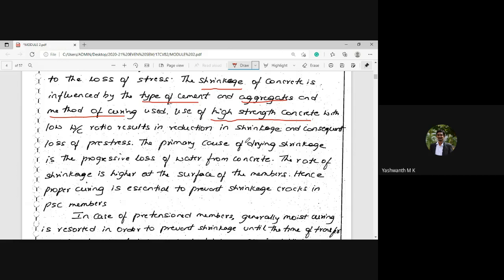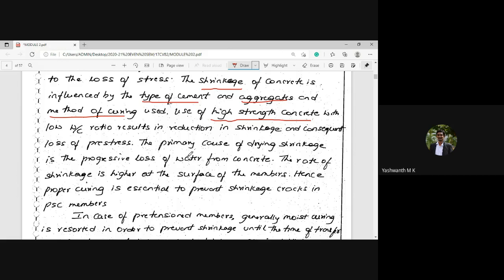Next, the primary cause of drying shrinkage is the progressive loss of water from the concrete. If more water is present inside the concrete, there will be enormous evaporation of water. This we know from the concrete basics. Whatever water is mixed in the concrete is going to evaporate as time elapses.